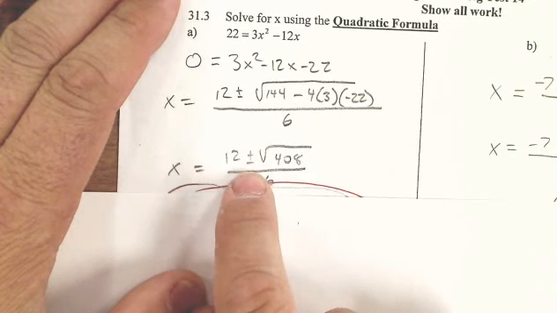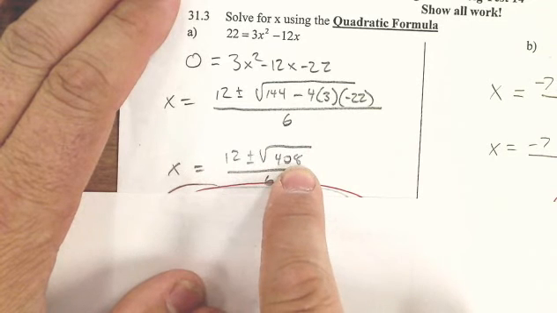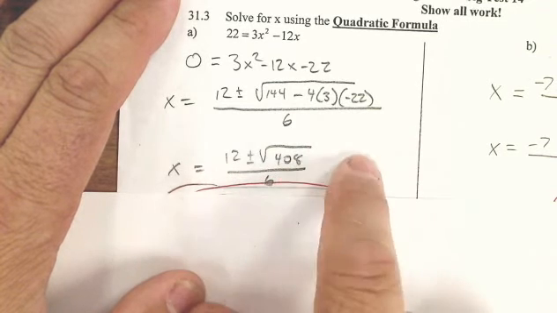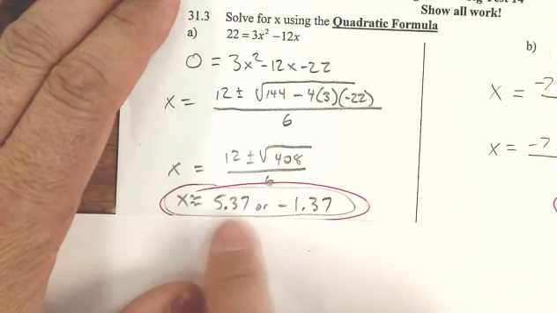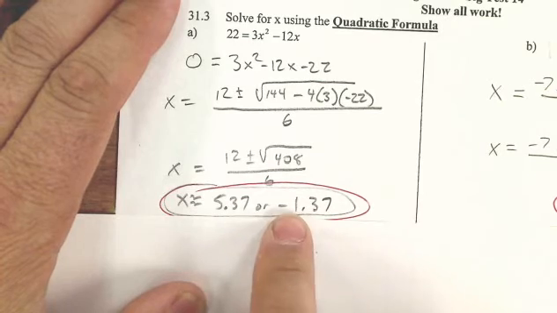And then you go 12 minus the square root of 408, hit equals, then divide by 6. And that's how you get it. And we're always rounding to the second decimal place, the hundredths place.